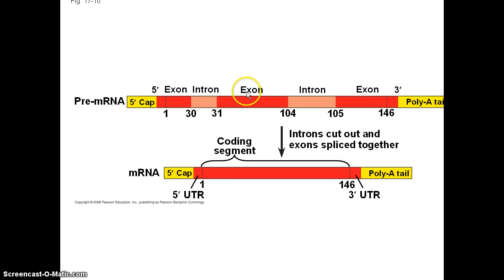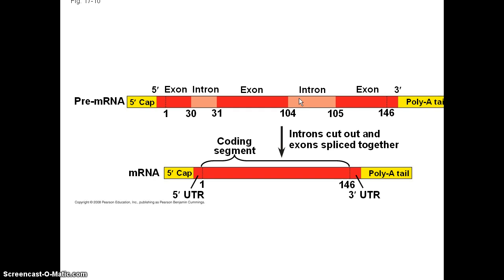Now let's take another look at this RNA that gets edited down. So we have our 5' cap and our poly A tail. Notice here in the RNA segment that you have lighter portions and darker portions. After splicing occurs, notice the lighter portions are gone. These portions that get cut out are referred to as introns.